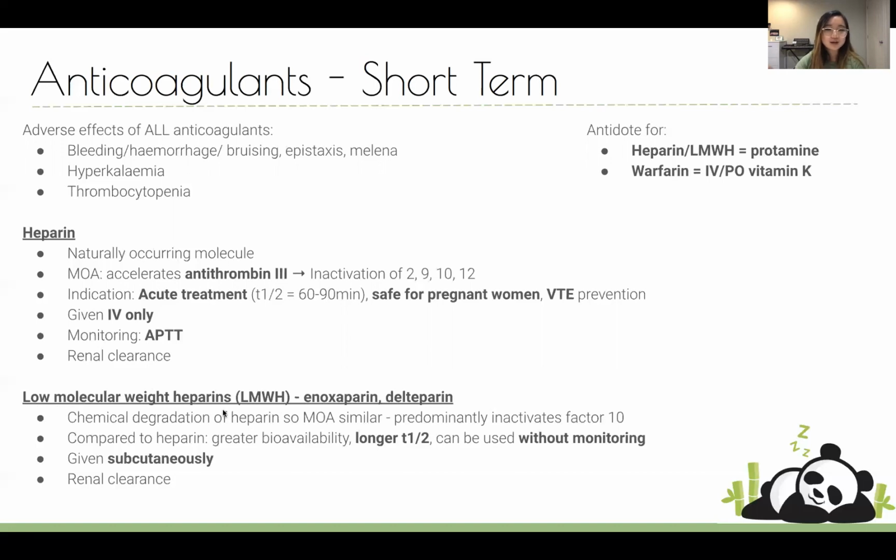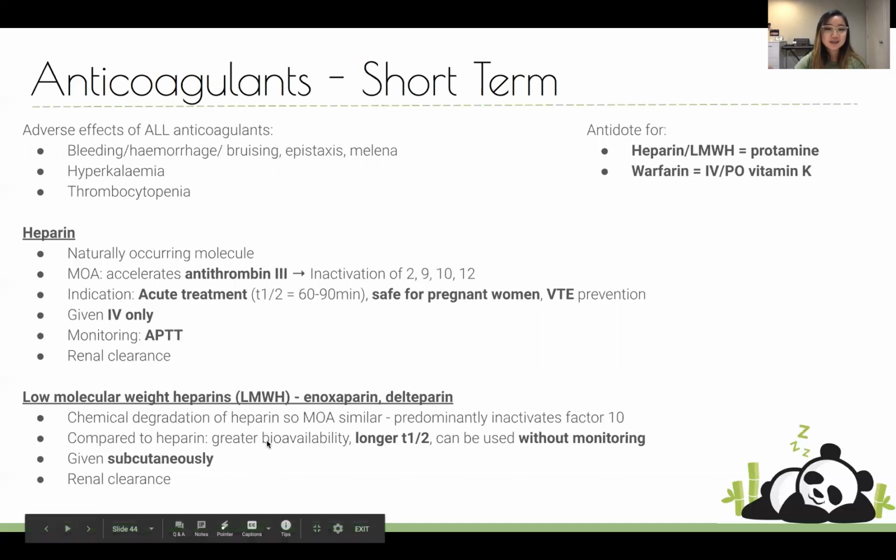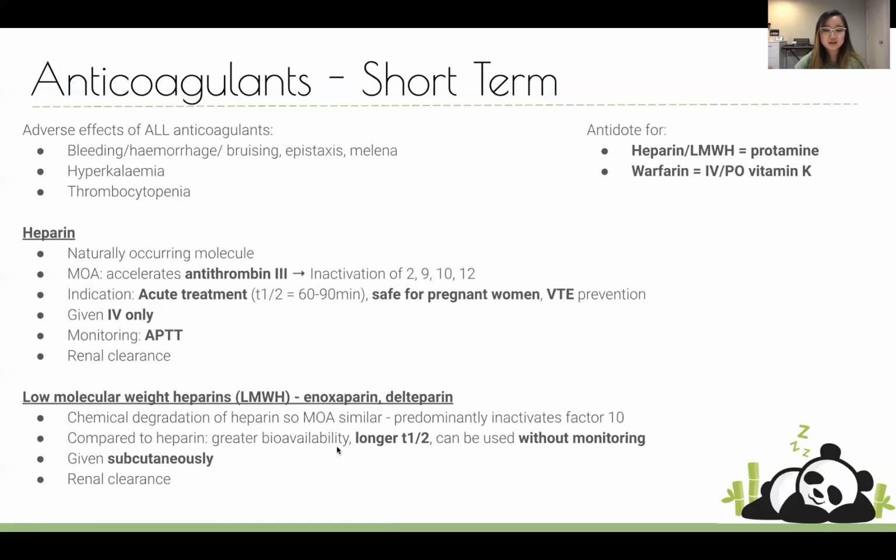Low molecular weight heparins, so enoxaparin, dalteparin, Clexane, basically is chemical heparin again. It's just a degradation product. And it predominantly inactivates factor 10. It's given subcutaneously, so it's via needle. Has a greater bioavailability, a longer half-life, and can be used without monitoring.